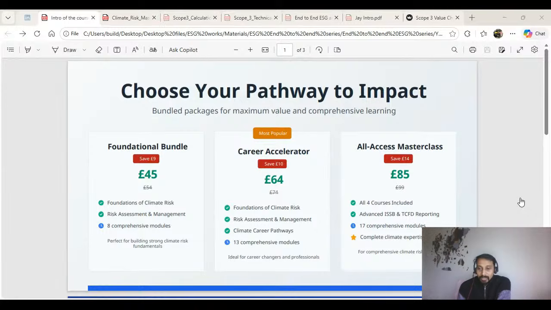Currently, I'm not sure about a tentative date because we are doing an end-to-end module series as well as the climate risk assessment. But very soon, I'm going to arrange the Scope 3, Category 15 session. So you will get the update on that.